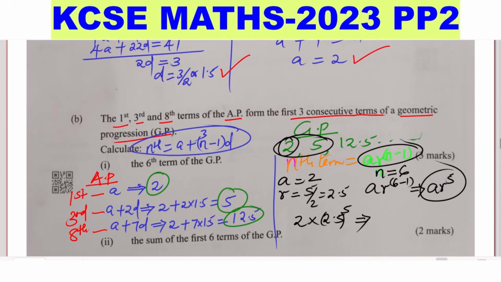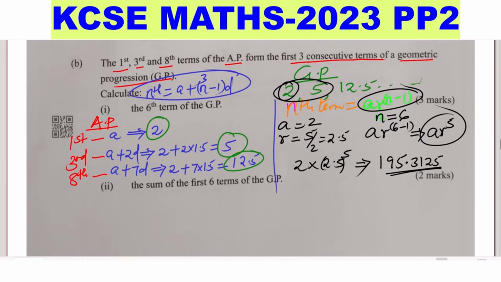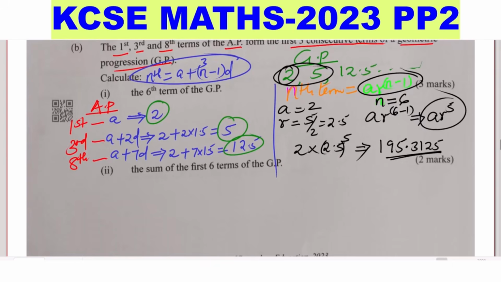And when you do that, this one will give 195.3125. So that is the sixth term of the GP. Let's go to part 2. The sum of the first 6 terms of the GP.